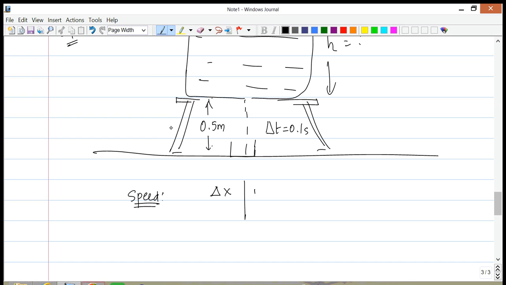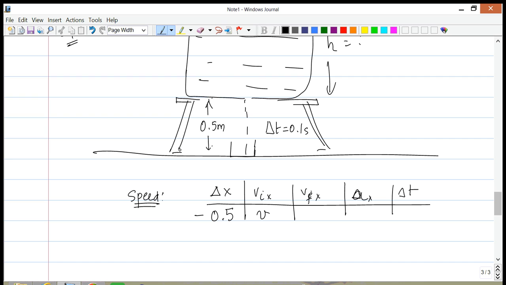So we have delta x, vix, vfx, ax, delta t. Now we could have written ay and all that. It really doesn't make any difference in this case. It's one-dimensional motion. It's all good. So we have negative 0.5. We'll just call the vix v2 because that's going to be the 2 for the next part of the problem. vfx we really don't care about, and negative 9.8, and the time is given as 0.1 seconds.